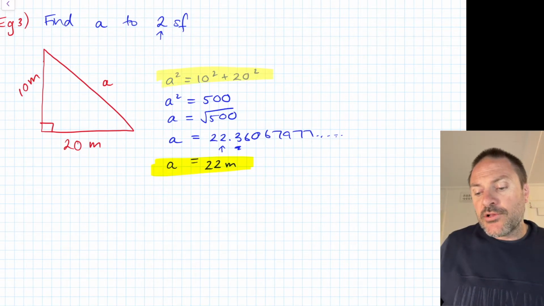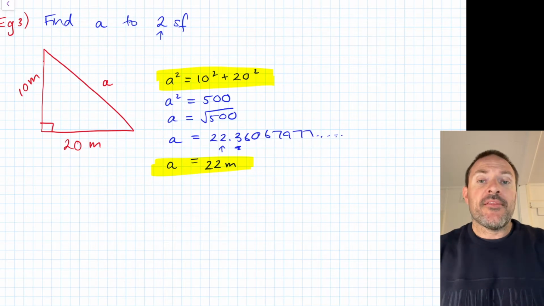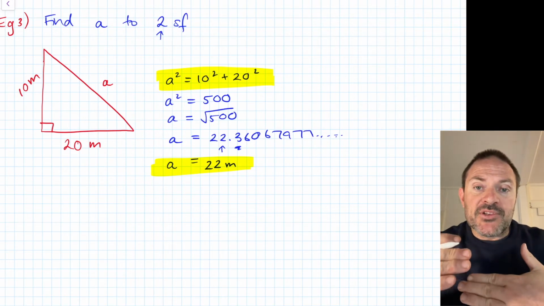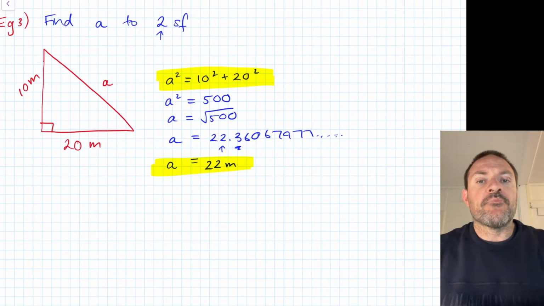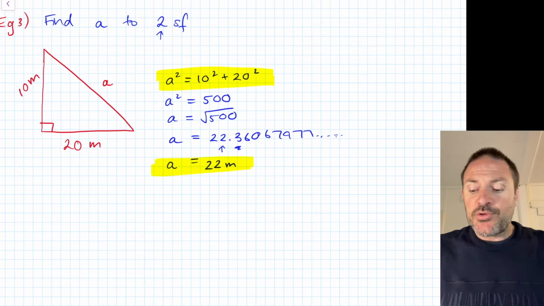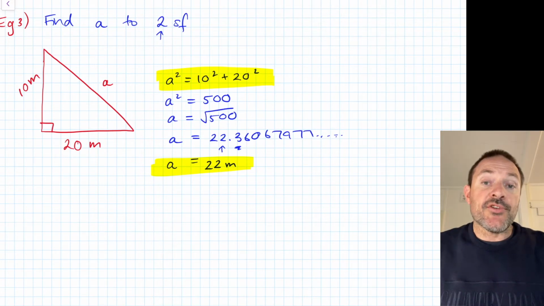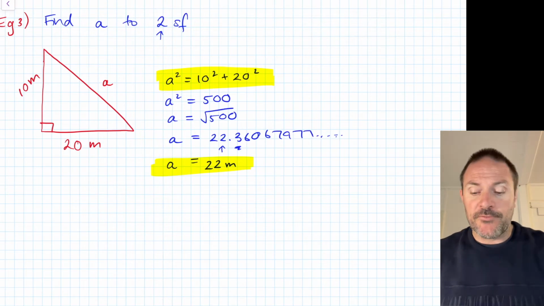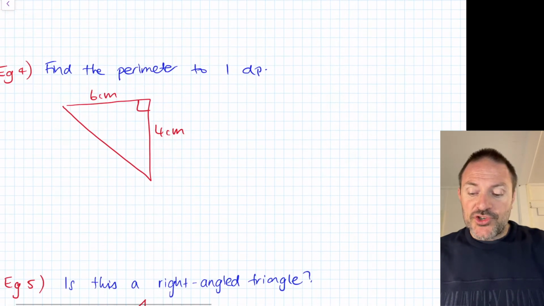Again, they're the 2 lines as a bare minimum that I want to see in our working. But in my view, the in-between bits are really important because they help you get that final answer. Again, if you did 22.36, you've done 2 decimal places, not 2 significant figures. Be very, very careful. All right, 2 more questions to go.